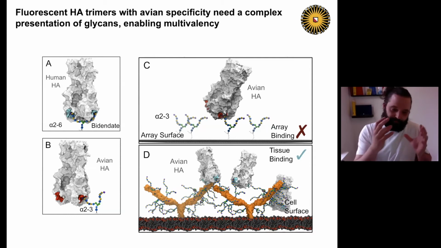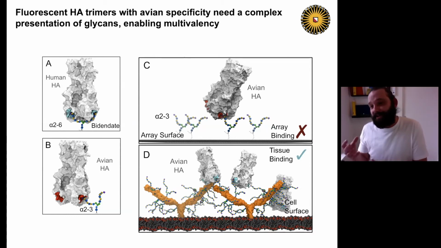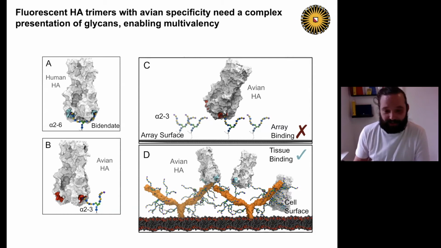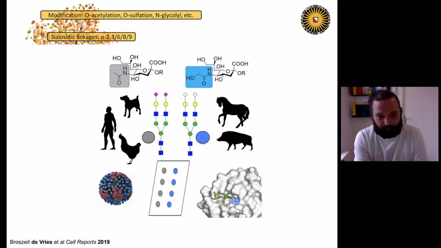So you can make HA trimers multivalent. If you have an HA glycan array platform, it's not always presenting everything the correct way, but on a cell surface it does. So that was one of the features that I wanted to touch upon, that a single HA trimer, a human HA trimer, can engage a complex N glycan to bind human type receptors.